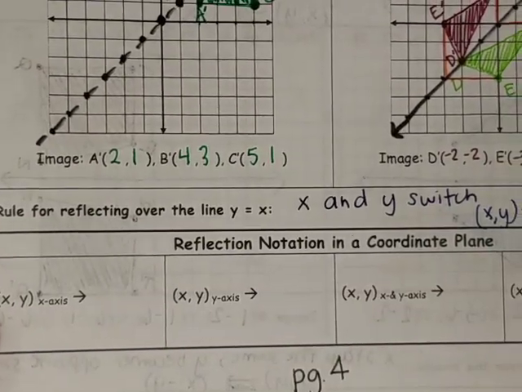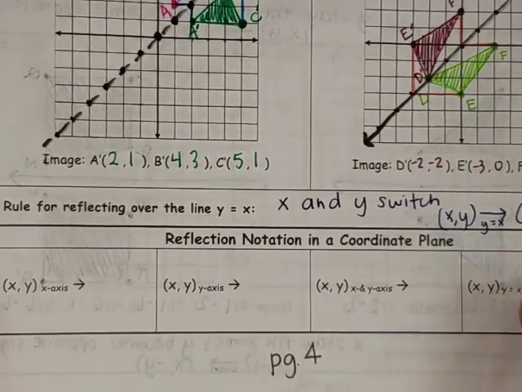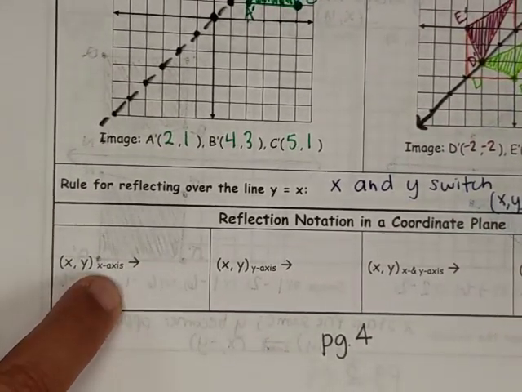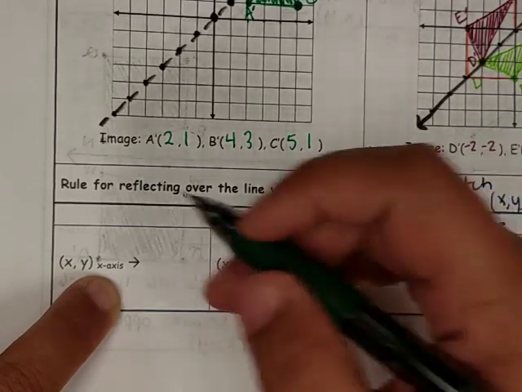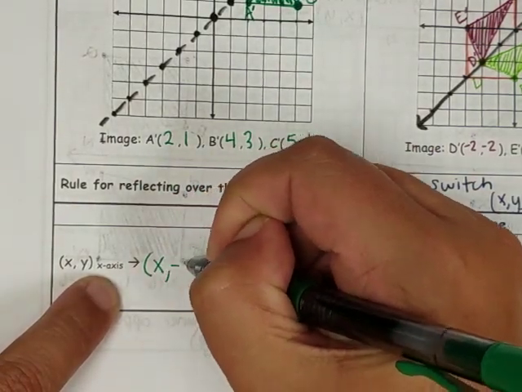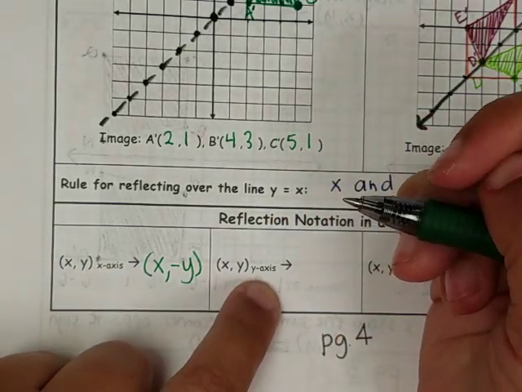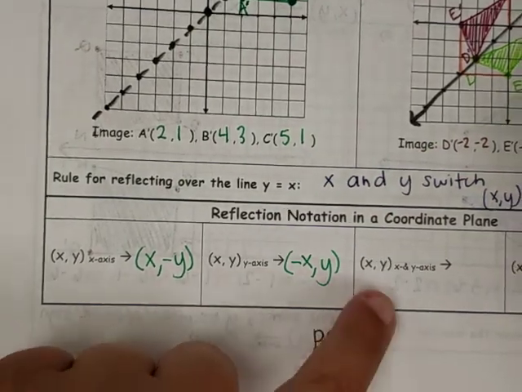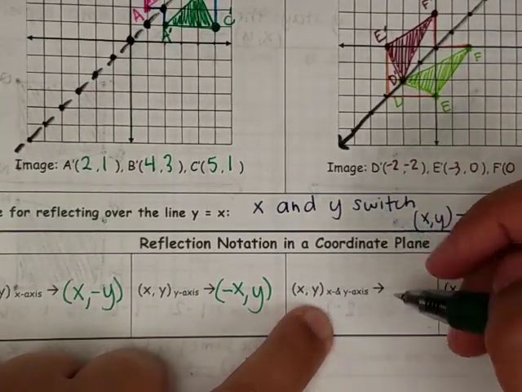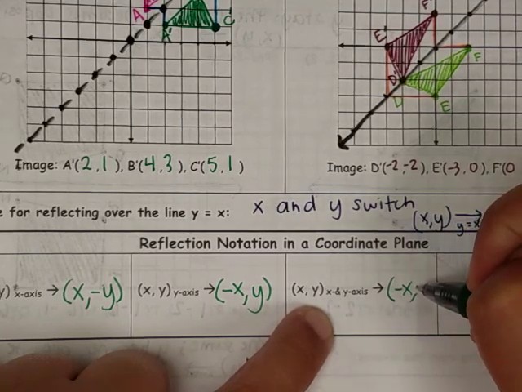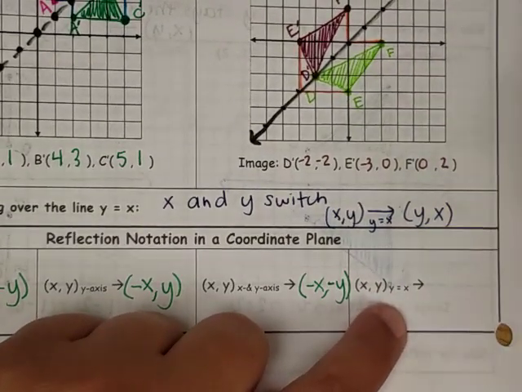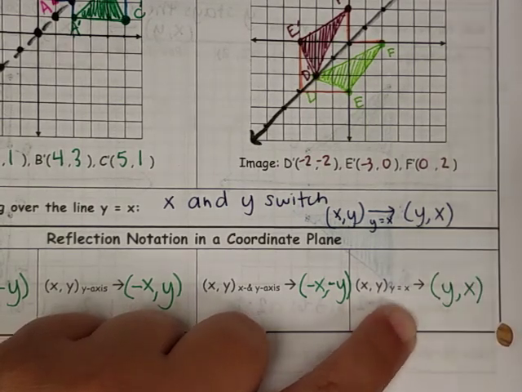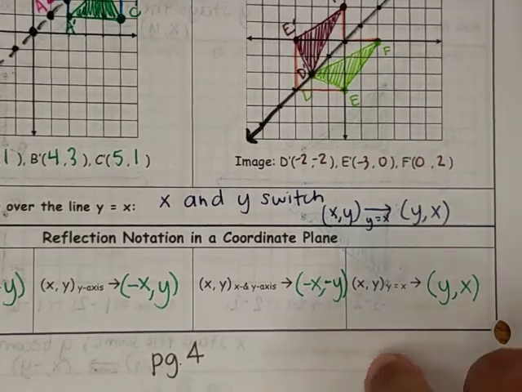All right, so our notation, this is just a nice recap of what we've done. We've actually already written it in all the places, so let's just write it again. When I go across my x-axis, my x stays the same and my y becomes its opposite. When I go over the y-axis, my y stays the same and my x becomes its opposite. When I go over both x and y axis, they both become their opposite. And when I go over the line y equals x, they switch places because they become each other. All right, and that's all the notes for reflections.